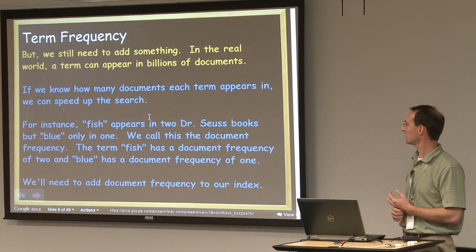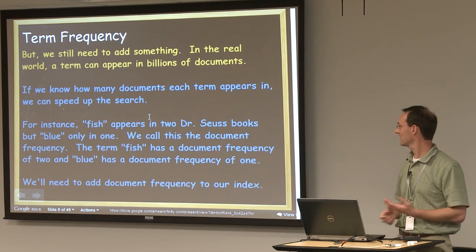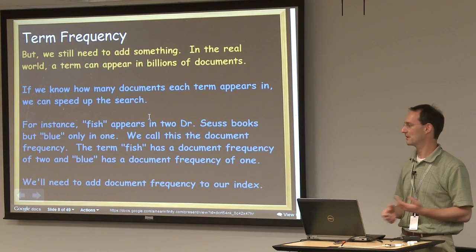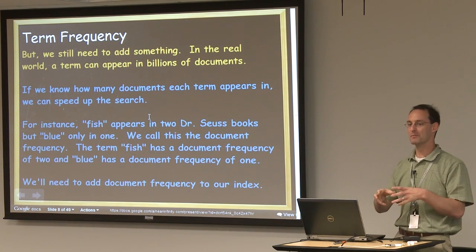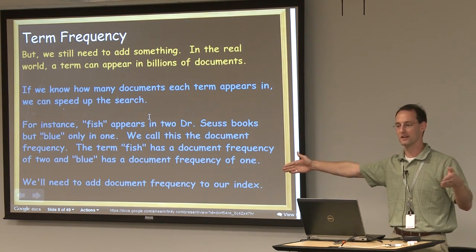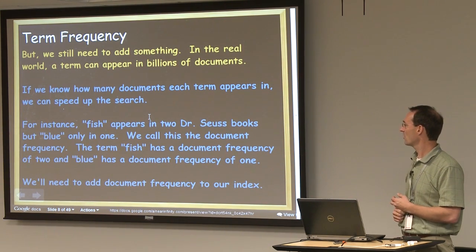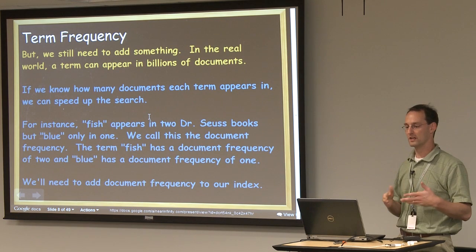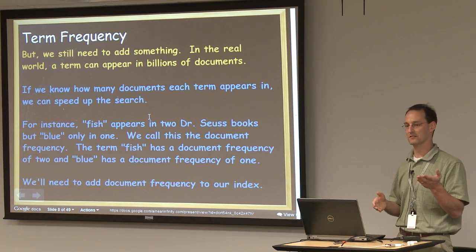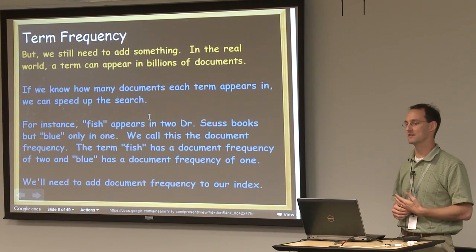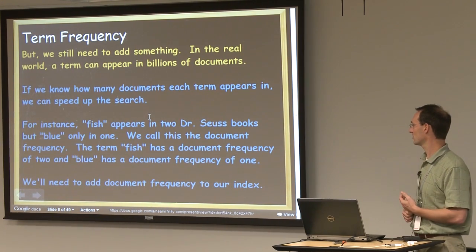So in the real world, a term can appear in billions of documents. In the examples I gave, we only had 2 documents we were dealing with. So you can imagine what happens if a word is in billions of documents. That list gets really, really big for each term. So we have to know for each word what its frequency is. How many documents does it appear in? And we can use that information to actually make the search more efficient.